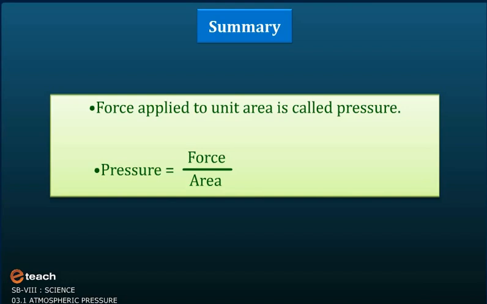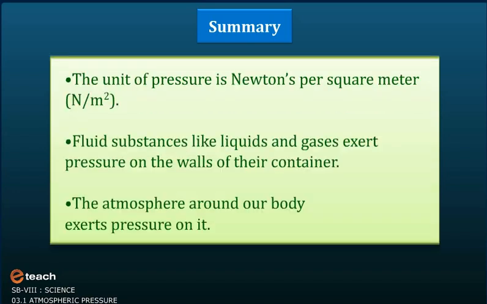Summary. Force applied to unit area is called pressure. Pressure is equal to force upon area. The unit of pressure is newtons per square meter, that is N/m². Fluid substances like liquids and gases exert pressure on the walls of their container. The atmosphere around our body exerts pressure on it.